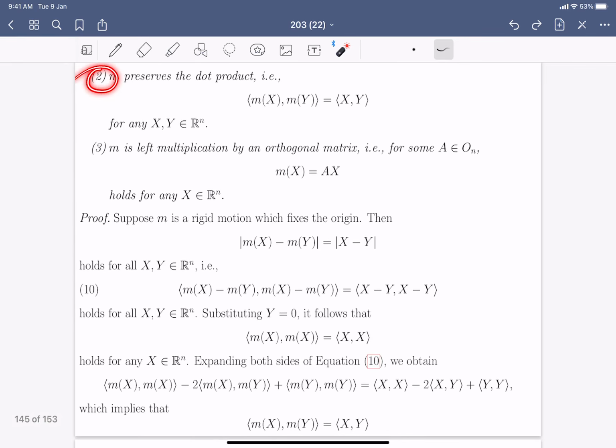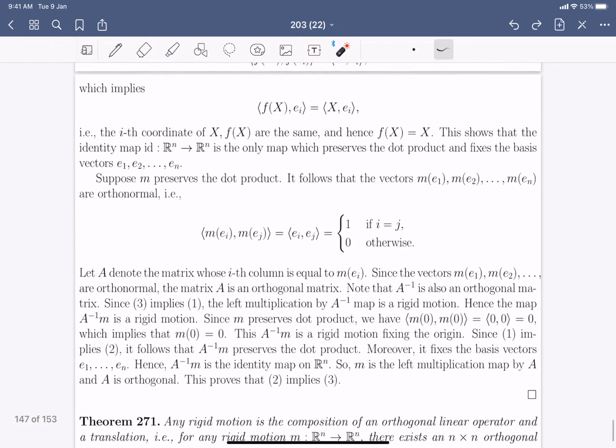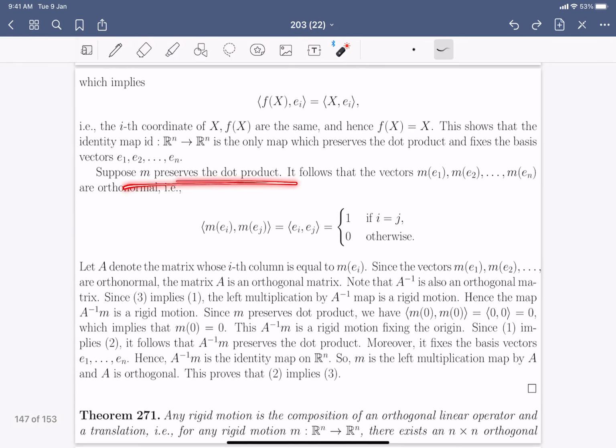The statement 2 says that M preserves the dot product, so let's move ahead with that hypothesis. We assume that M preserves the dot product. It immediately follows that all these vectors are orthonormal. Why? Because the inner product between M(ei) and M(ej) is the same as the inner product between ei and ej. So that is 1 and 0 according as i is equal to j or i is not equal to j.